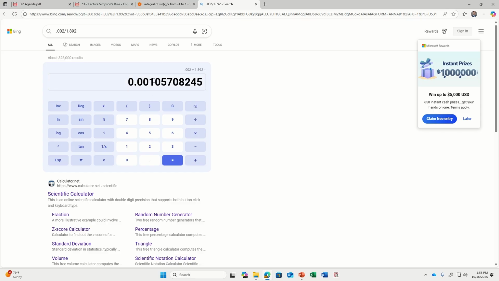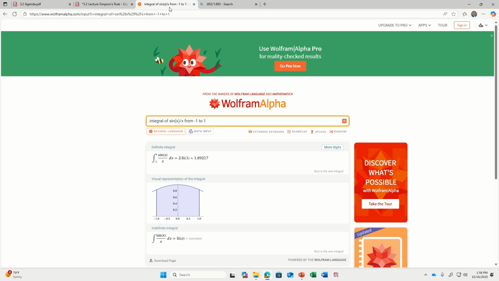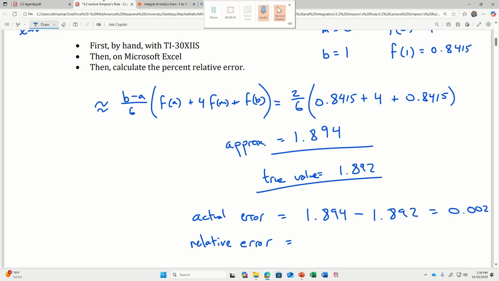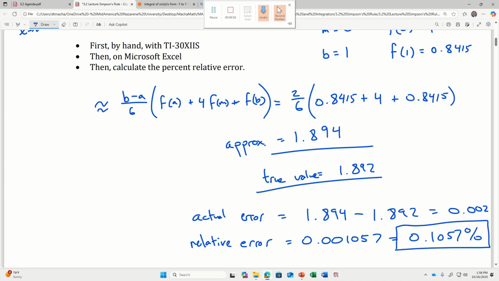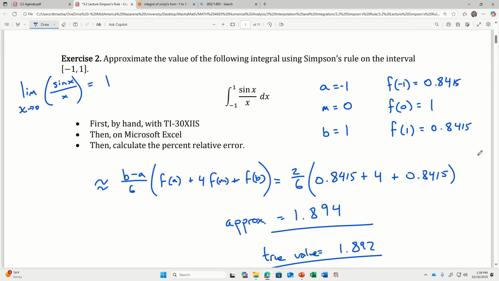It's 0.01057. Which is 0.1057% relative error. Super tiny. It's a very good approximation, it turns out.